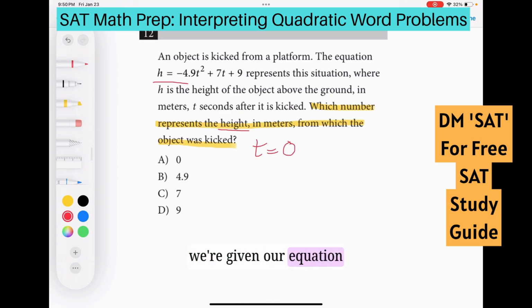Now we're given our equation here, so what we need to do is substitute 0 for t. So that would cancel out this term here, that would cancel out this term here, and we are left with 9. So the answer would be 9 meters.